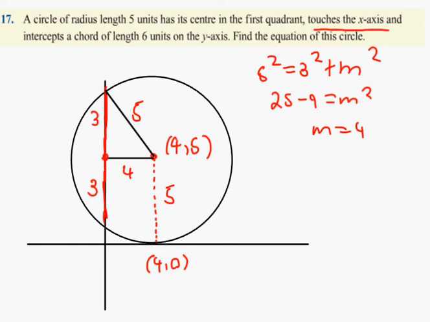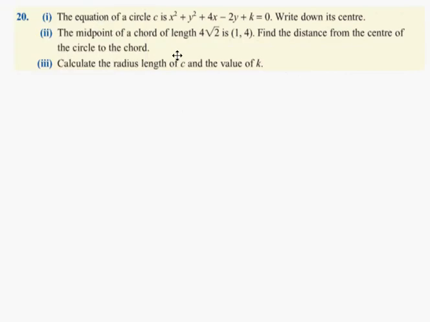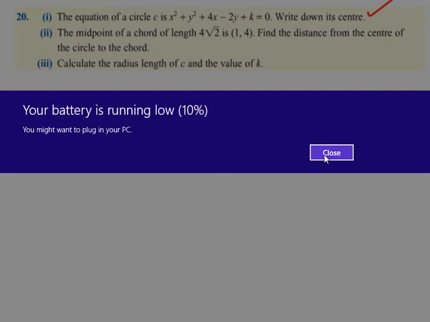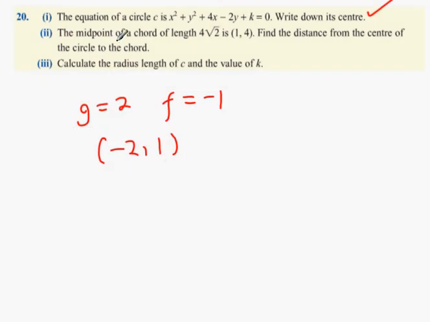Now, the equation of the circle is this here, right down its centre. Well, G is going to be 2, F is going to be -1, therefore the centre is -G, -F, which is -2, 1. Thank you, I'll have those marks. Now, the midpoint of the chord of length 4 root 2 is 1, 4. Find the distance from the centre of the circle to the chord.